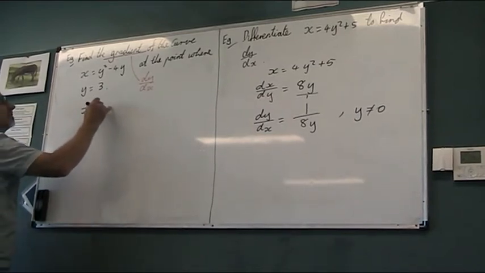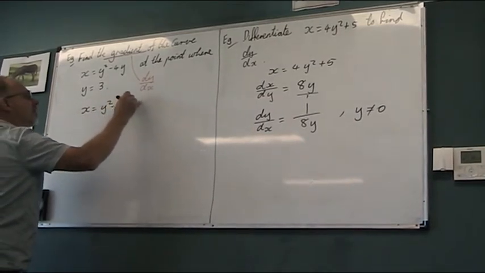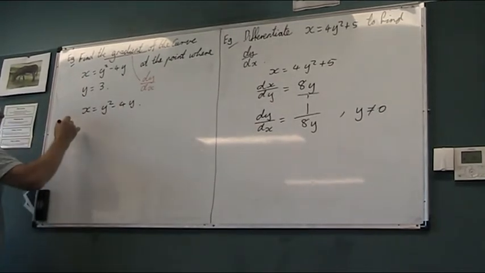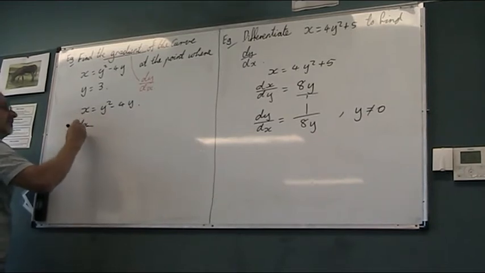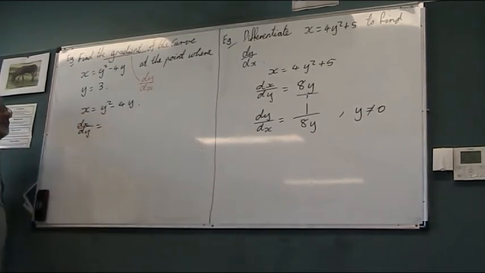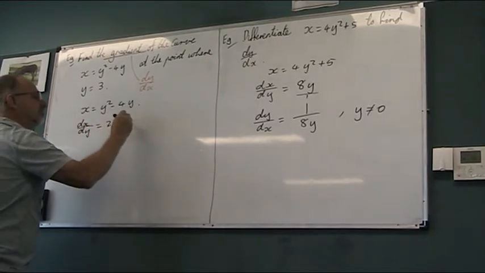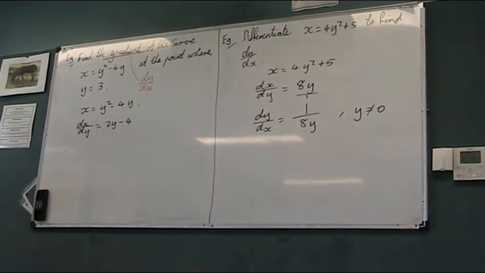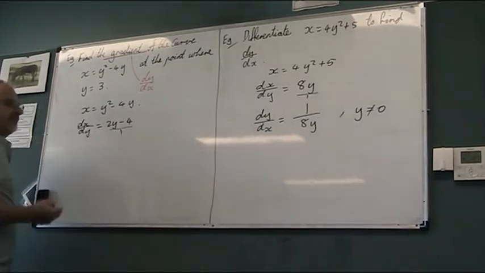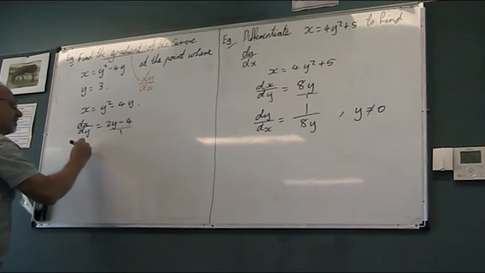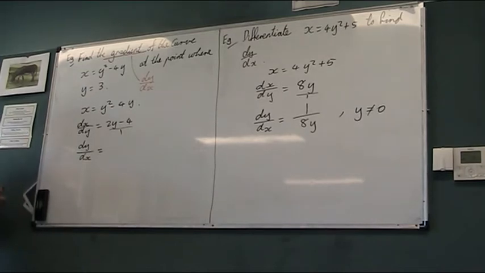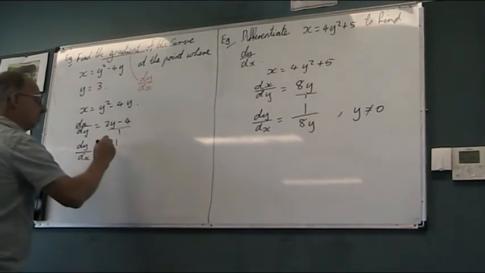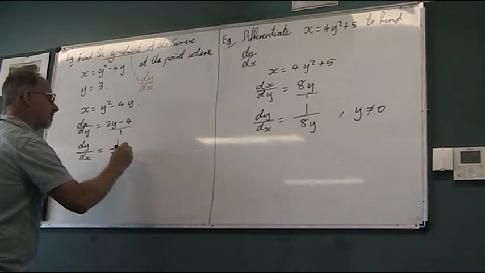So if x equals y squared minus 4y, when we differentiate this with respect to y, hopefully we get 2y minus 4. Correct. Think of that as over 1. Flip to get dy/dx, which is what we're after. We're after the gradient. So that's 1 on 2y minus 4.